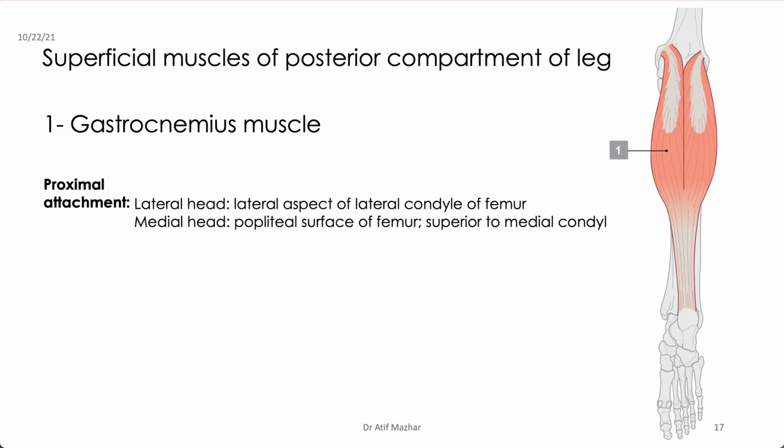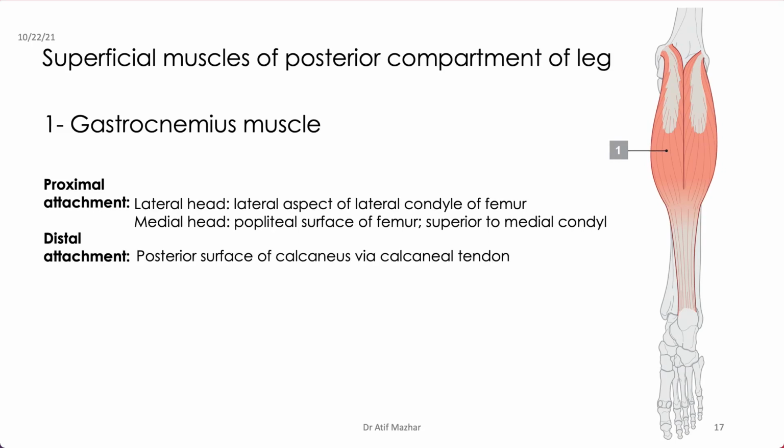Proximally, the lateral head of this muscle comes from the lateral condyle of the femur, and the medial head comes from the popliteal surface of the femur, superior to the medial condyle. Distally, it becomes a tendon and is attached to the tendocalcaneus. The posterior compartment group of muscles are the plantar flexors of the foot, and they are also inverters of my foot at the subtalar joint. The nerve that controls these muscles is my tibial nerve.